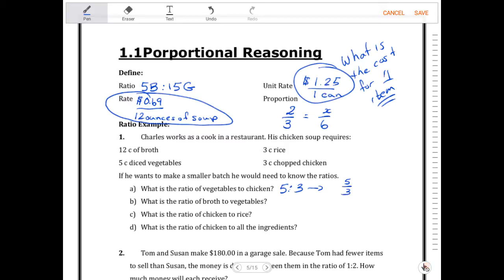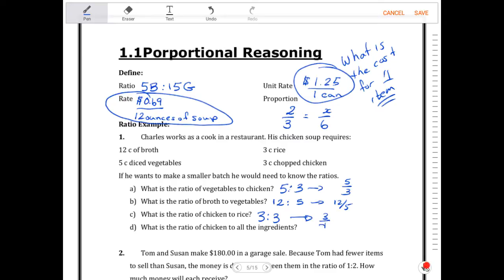Next one is, what is the ratio of broth to chicken? So that should be 12 to 3. Oh, that's broth to vegetables. I'm sorry, I'm not reading that properly. Broth to vegetables, that'd be 12 to 5, which of course you could write as 12 over 5. What is the ratio of chicken to rice? Well, chicken to rice, you have 3 to 3. If you put that in fraction form, that is going to be 3 over 3.